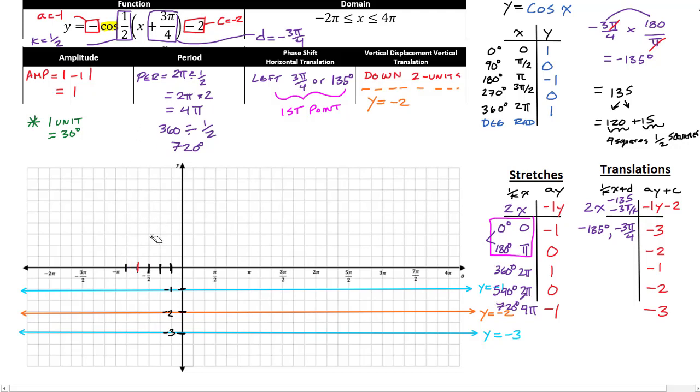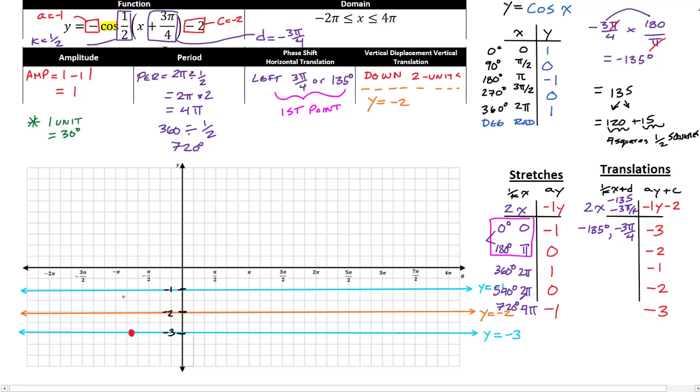So let's start graphing this thing. All right, so let me just get rid of all this junk here. We are going to go negative 135 degrees, which is 30, 60, 90, 120, and a half brings us to 135, and we're going to start down here at negative 3. So we're right on the half. We're halfway in between. Oops, right there. Okay, so there's my first one.